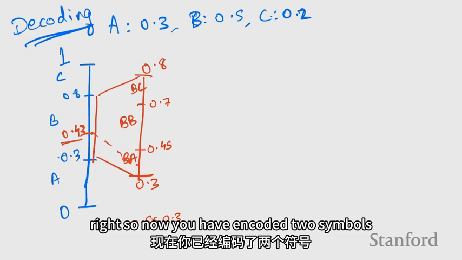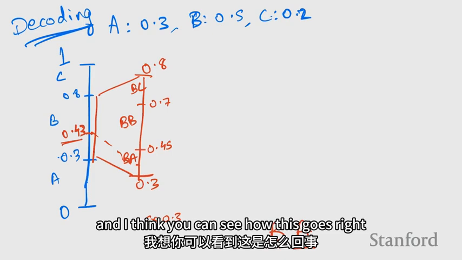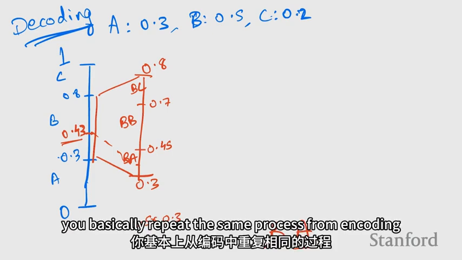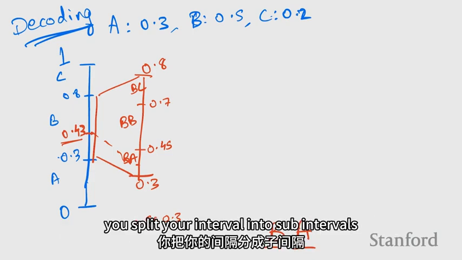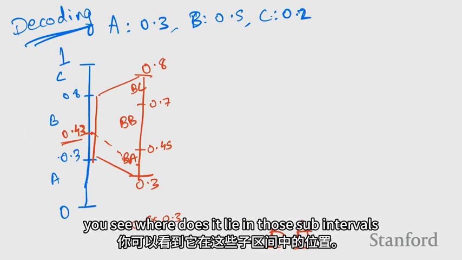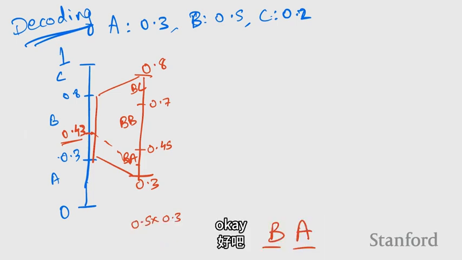So BA, right? So now you have encoded two symbols. You have decoded B and you have decoded A, right? And I think you can see how this goes. Every step, you basically repeat the same process from encoding. You split your sub-interval into sub-intervals. The number you received, you see where it lies in those sub-intervals, and you decode symbol by symbol, right?